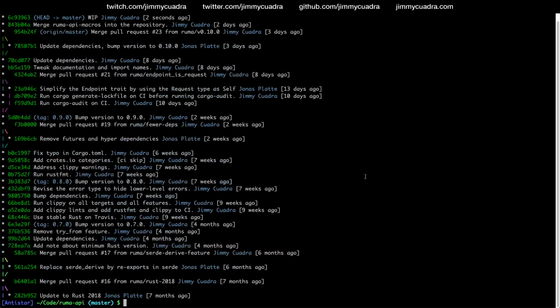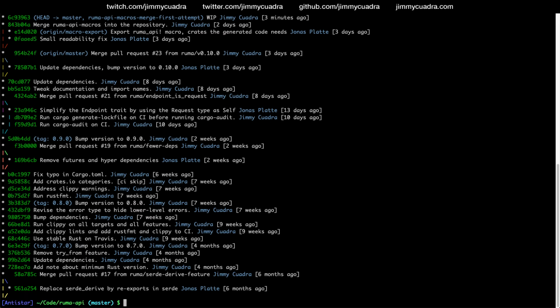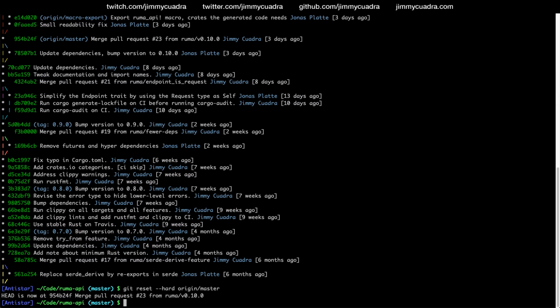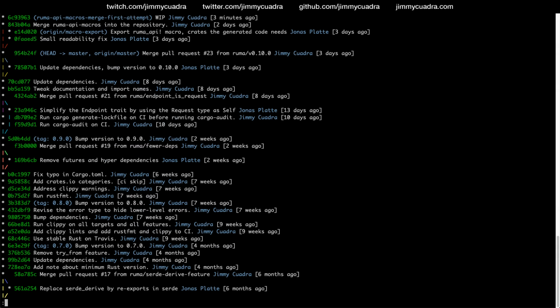Okay, so what I'm going to do here is, I was working on the master branch, but I'm going to create a Ruma API macros merge first attempt branch and put that in its own branch, and let me verify that I did that right. Yep. And then I'm going to reset this hard to origin master, so I'm throwing away the commits that we did on Wednesday. Let me double check that that is correct. Yep, that's now the most recent commit. And if I look at the other branches, we still have that other commit. It's just saved on another branch. I may or may not actually refer to it.